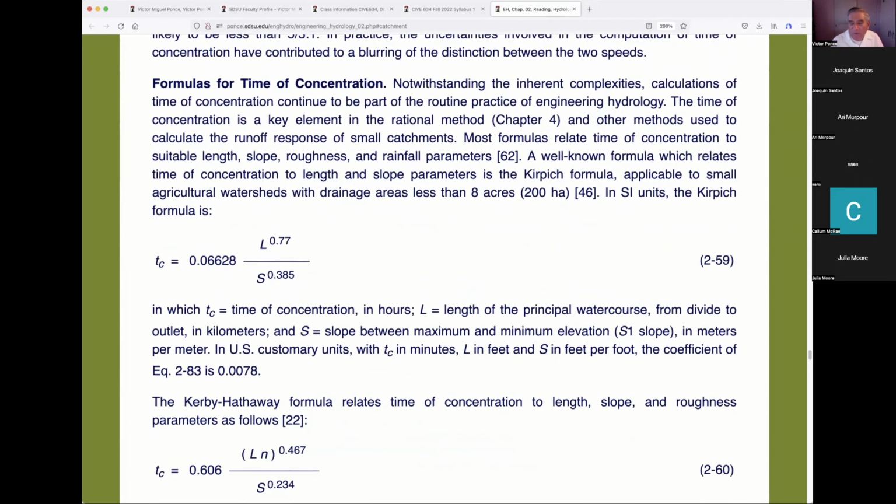The more popular formula is called the Kirpich formula, but it is the less accurate because it only contains L and S as parameters, and the other three parameters are bundled into the coefficient, which means this formula is not very accurate. And yet everybody uses it. Most of the Autodesk software out there that everybody uses for design is using the Kirpich formula.